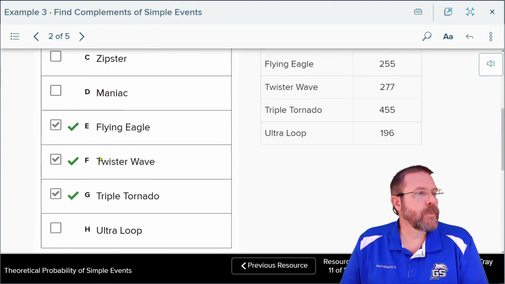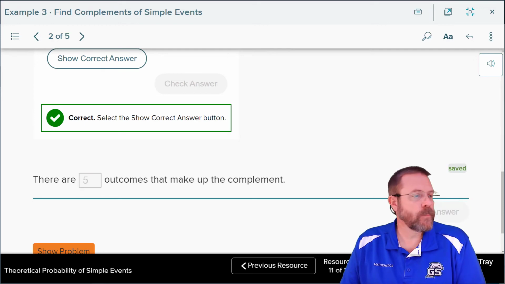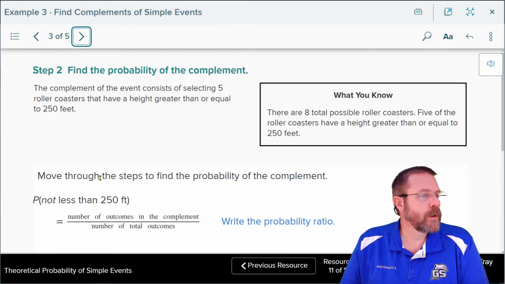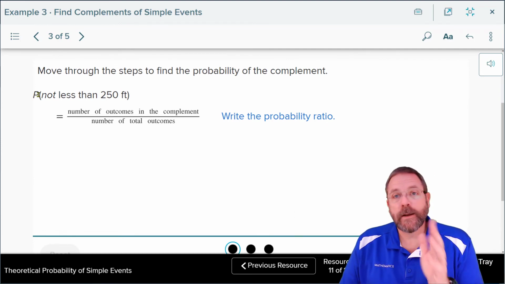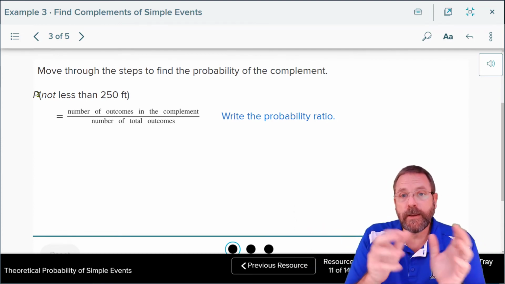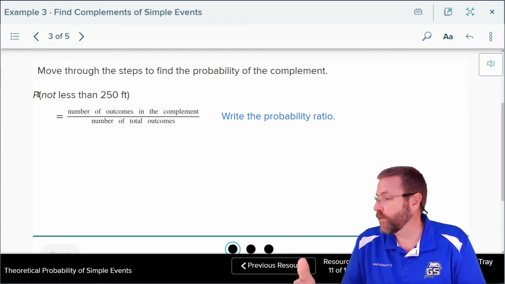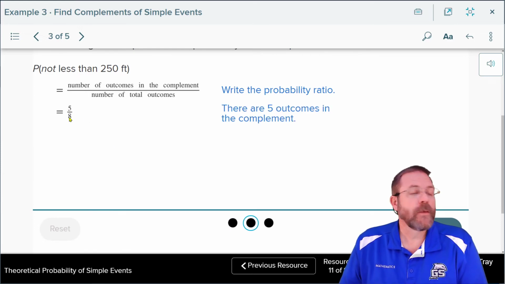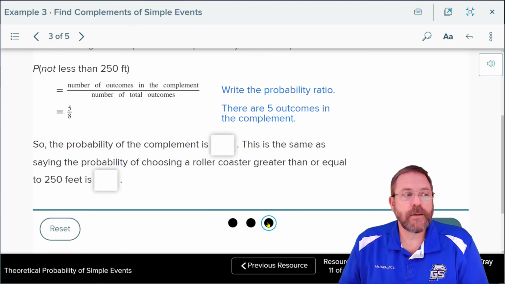So how many outcomes made up a complement? We had 1, 2, 3, 4, 5. So 5 outcomes are going to make up the complement. That part checks. And now we're probably going to work on finding the actual probability. So we'll move through the steps to find the probability of the complement. So they did not start off with a formula. You need to start off with P event equals NFO over TO, number of favorable outcomes over total outcomes. And from here, the number of favorable outcomes, the number of things that are not less than 250, that was 5. The total number of outcomes was 8, so you have a 5 out of 8 chance of not getting the ones he's looking for.